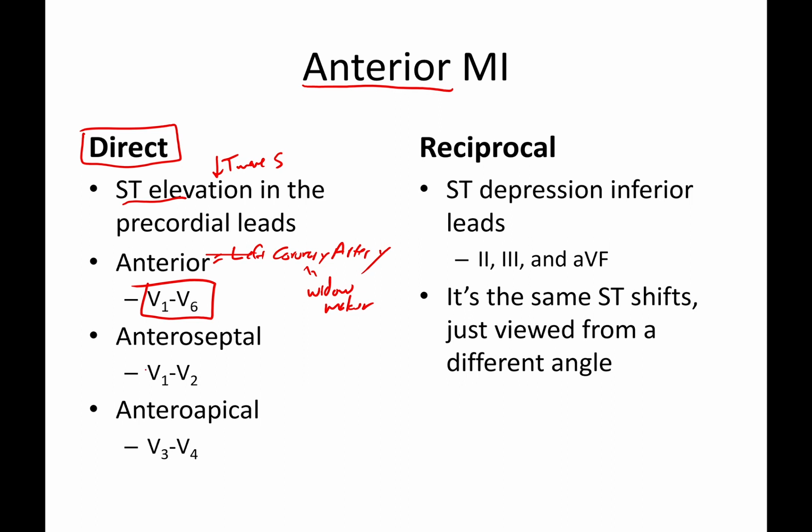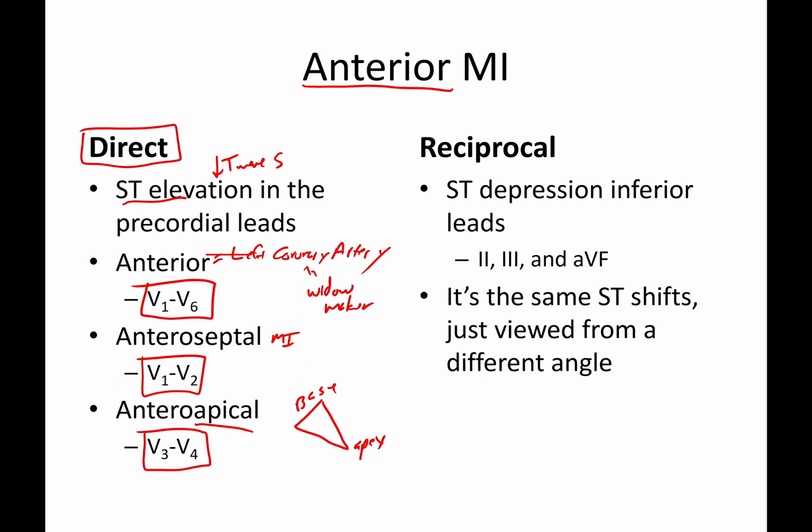Whereas if you're only seeing changes in V1 and V2, that's an anteroseptal MI. Anterior and septum, both in there. If you have changes in V3 and V4, that's known as an anteroapical. Because remember, the heart is an upside down triangle with the base here and the apex here. So anteroapical.